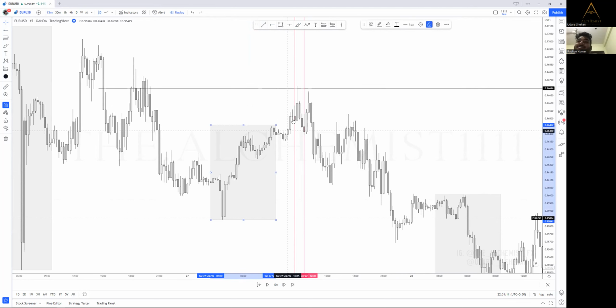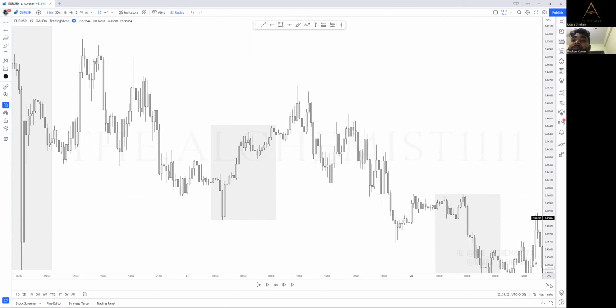Asia, false run in the opposite direction. At this time of the day, what happened? Tapped right into the 4 hour rejection block. There comes the drop. Okay, so you understand that setup, right? I hope it was clear.